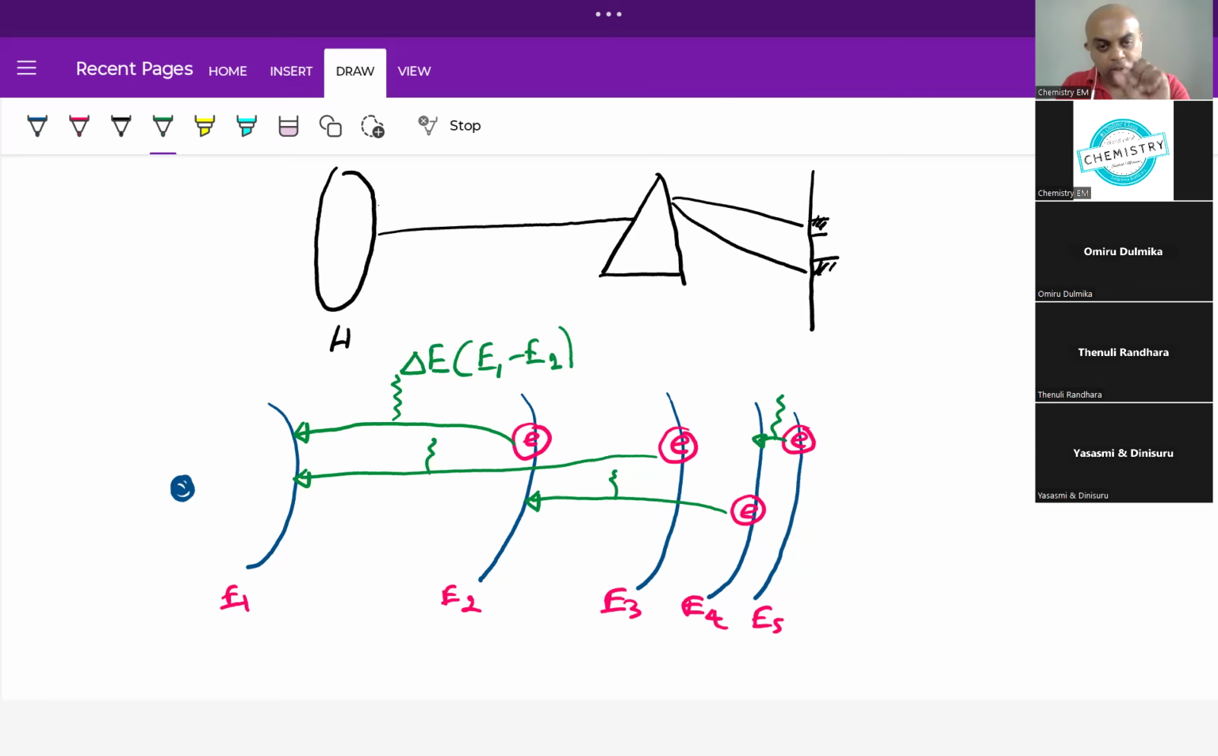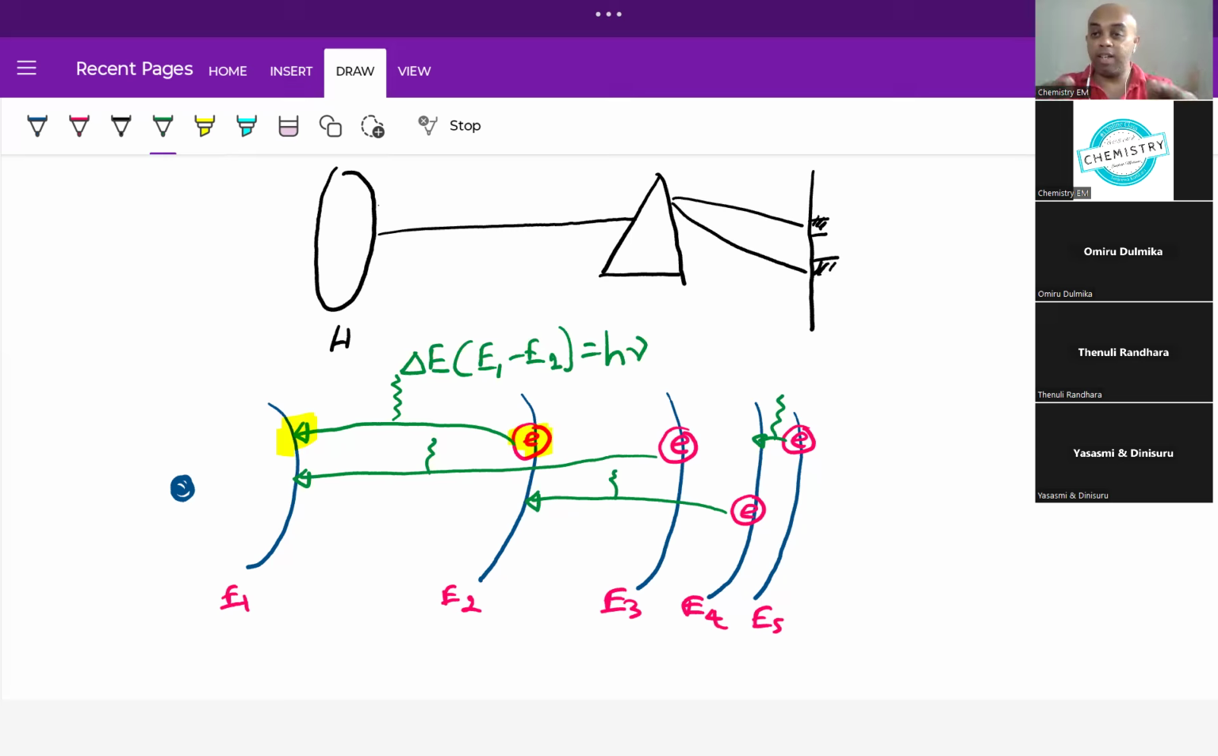Because we always take the final one minus the initial one. So this is the final one. This is the previous one. So E1 minus E2, definitely this is a negative value. But the value is positive. Negative sign should be there. Because we always take the negative difference as the final one minus the initial one. Right? So this will also be equal to h nu.